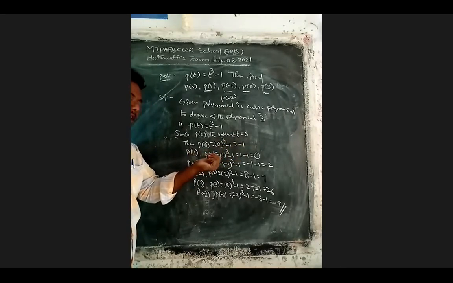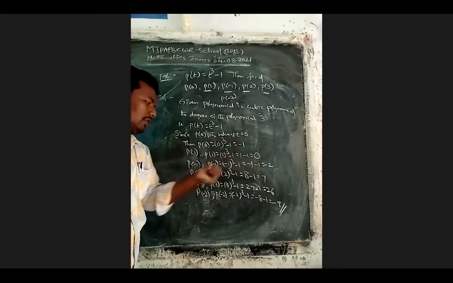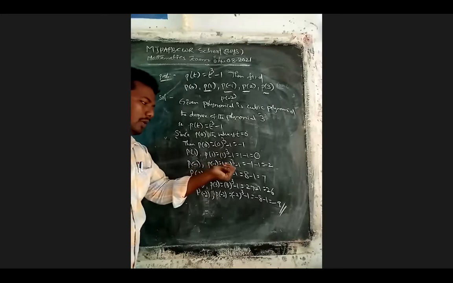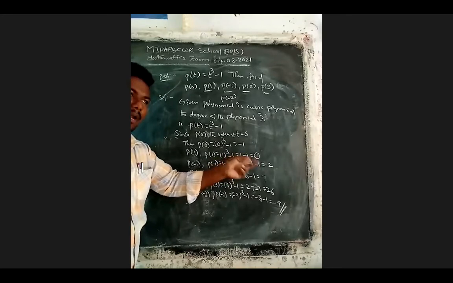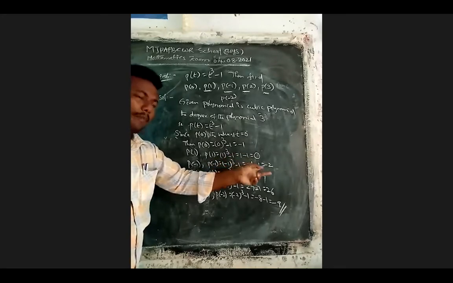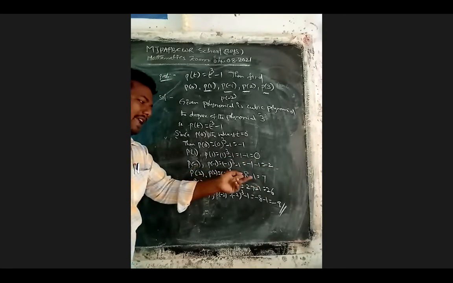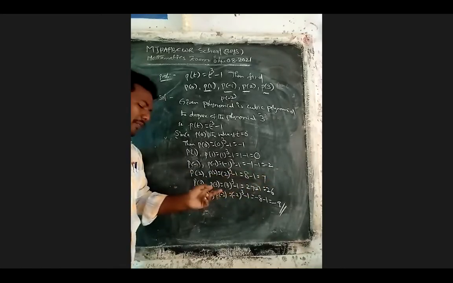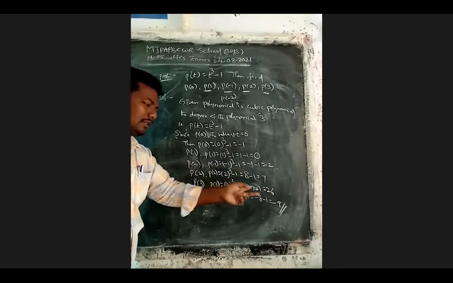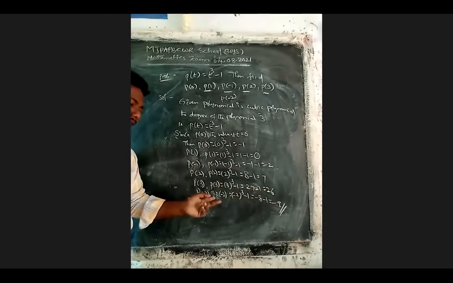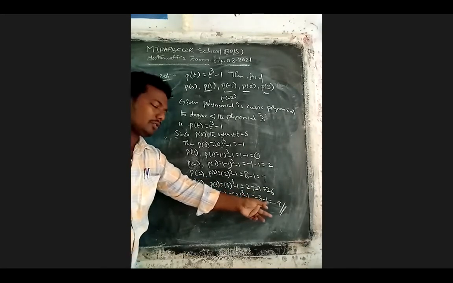Similarly, P of 1 equals 1 cube minus 1, which is 1 minus 1 equals 0. P of minus 1 is minus 1 whole cube minus 1; an odd power gives minus 1, so minus 1 minus 1 is minus 2. P of 2 is 2 cube minus 1, which is 8 minus 1 equals 7. P of 3 is 3 cube minus 1, which is 27 minus 1 equals 26. P of minus 2 is minus 2 whole cube minus 1, which is minus 8 minus 1 equals minus 9.